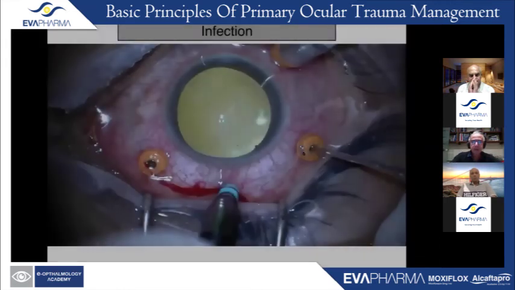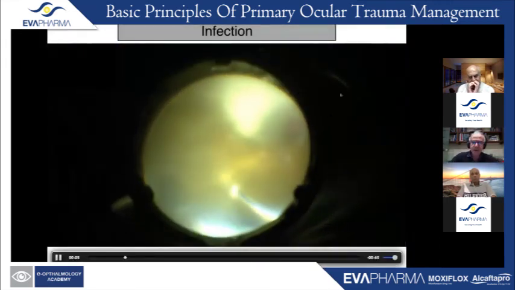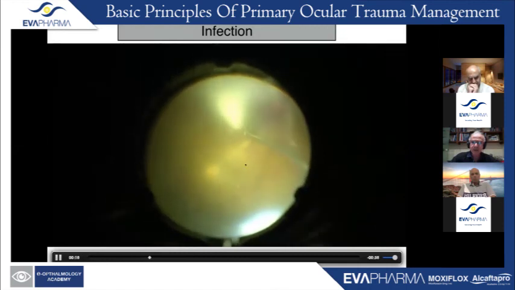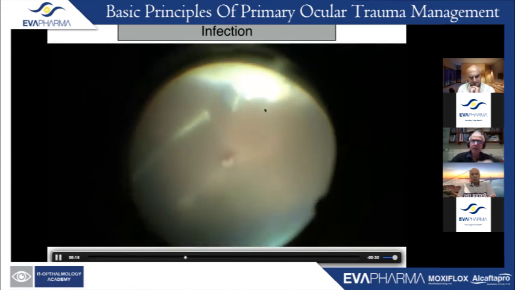What about infection? This is a case of intraocular foreign body and we had an infection. This is a clear infection. You remove the vitreous membranes. This patient, we knew that he had an intraocular foreign body. Using the CT, you need to clean the vitreous cavity.